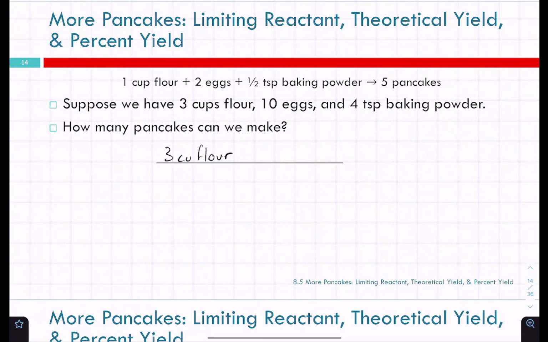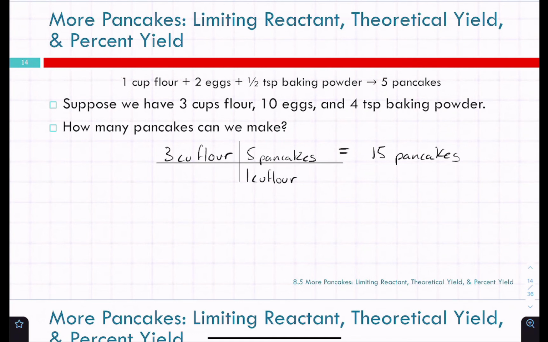This is like doing the moles to moles step in a stoichiometry problem. If we have 3 cups of flour, we know we need only 1 cup of flour to make 5 pancakes. So if 1 cup of flour will be 5 pancakes, that'll give us 15 pancakes. And that's assuming that we have enough of all the other stuff.